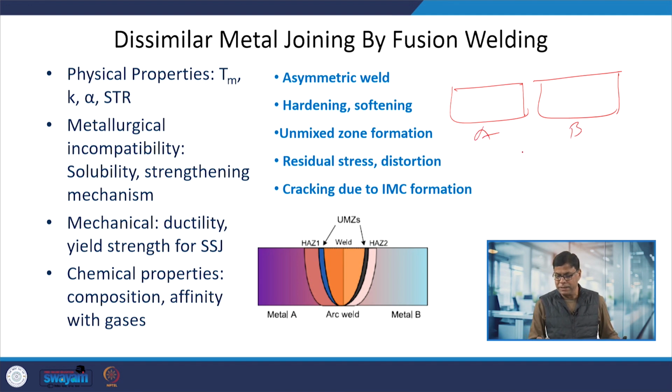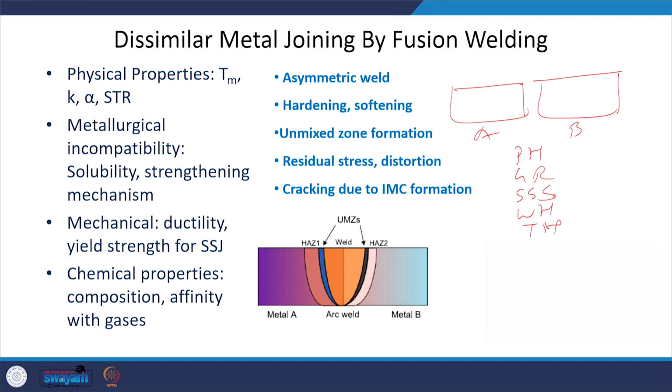So, these can be strengthened by, say, precipitation hardening, grain refinement, solid solution strengthening, work hardening, transformation hardening, or dispersion hardening. Okay. So, if there are two different metals, it is possible they are strengthened by different approaches. When heat is applied, obviously the response of the two metals will be completely different. That is why metallurgical incompatibility also poses a lot of challenges in the development of dissimilar metal joints.